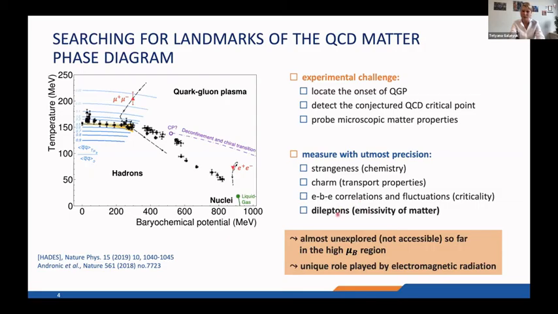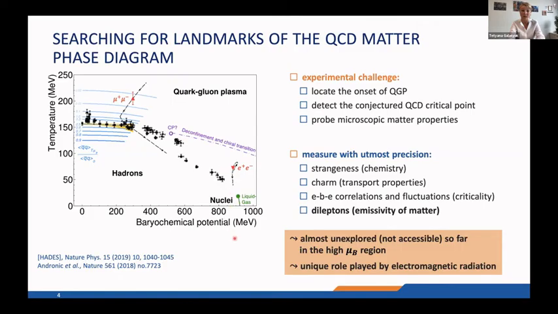Indeed, for the phase diagram of QCD matter, we also know quite a bit from fits of the statistical hadronization model to the hadron yields as they are measured, the so-called chemical freeze-out. We do not yet know much about the entire QCD phase diagram by means of dileptons. This is already indicated by the fact that only two red dots are shown on this phase diagram, which are the measurements of dileptons at SPS and also at SIS18 beam energy.